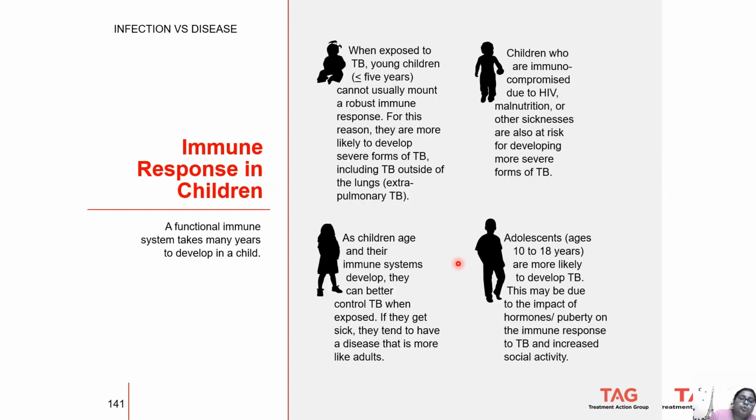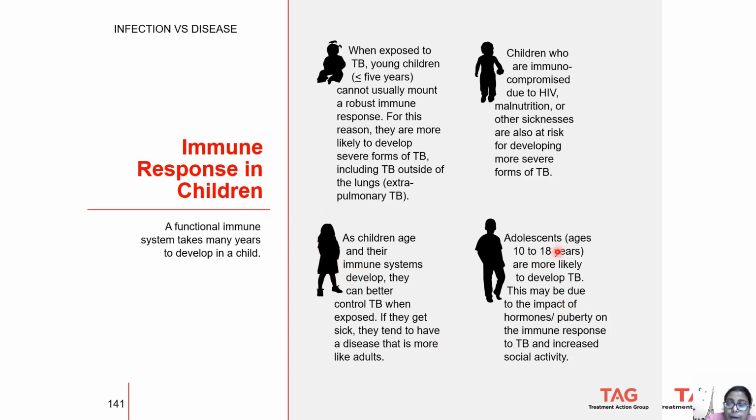Okay, so what is the immune response in children? A functional immune response system takes many years to develop in a child. That is why children are so much more prone to TB. When exposed to TB, young children less than 5 years cannot usually mount a robust immune response. For this reason, they are more likely to develop severe forms of TB, including TB outside the lungs, extrapulmonary TB. Children who are immunocompromised due to HIV, malnutrition, or other sicknesses are also at risk for developing more severe forms of TB. As children age and their immune systems develop, they can better control TB when exposed. If they get sick, they tend to have a disease that is more like adults.